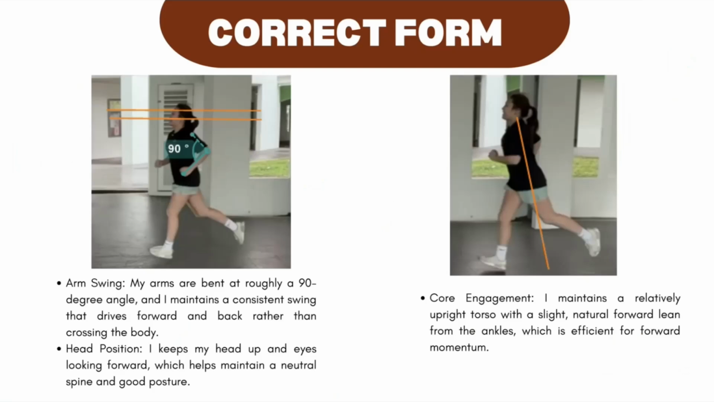So for my correct form, my arms are actually bent at roughly 90-degree angle and I maintain a consistent swing that drives forward and back rather than crossing the body. As for my head position, I keep my head up and eyes looking forward, which helps maintain a neutral spine and good posture. For my core engagement, I maintain a relatively upright torso with a slight natural forward lean from the ankles, which is efficient for forward momentum.